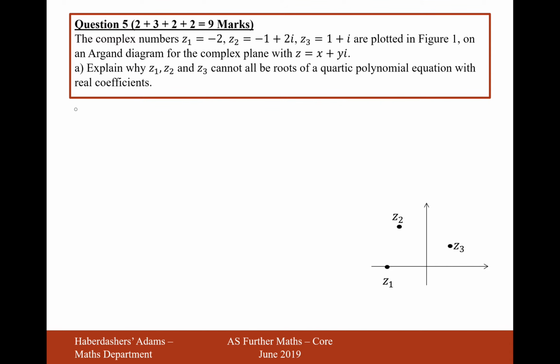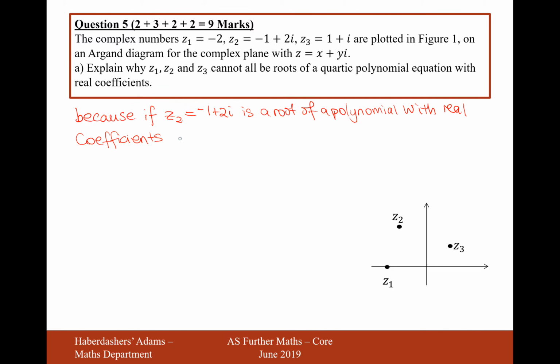So the reason is because if z2 equals minus 1 plus 2i is a root of a polynomial with real coefficients, then minus 1 minus 2i would also be a root.